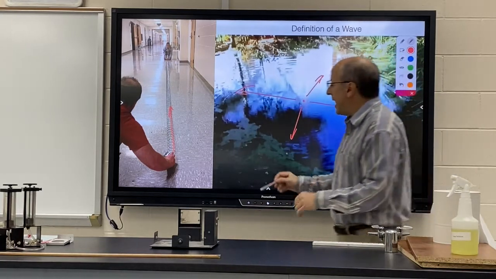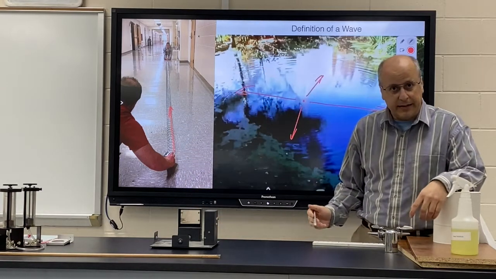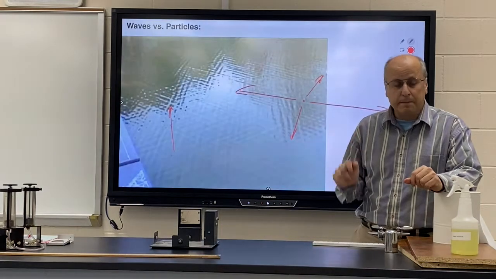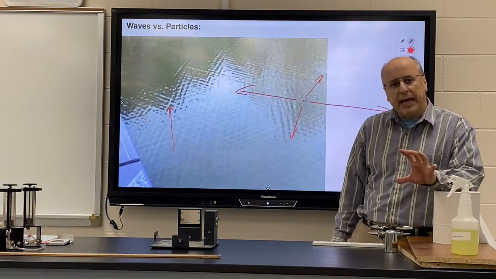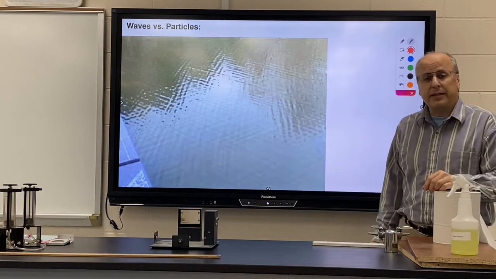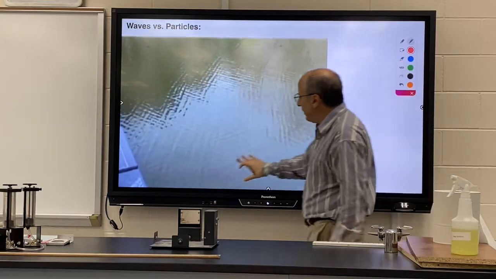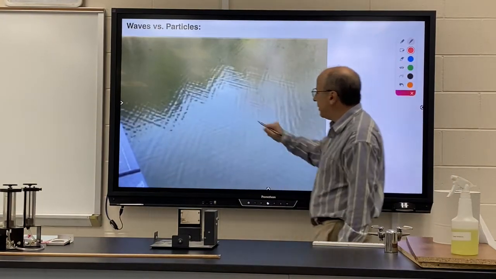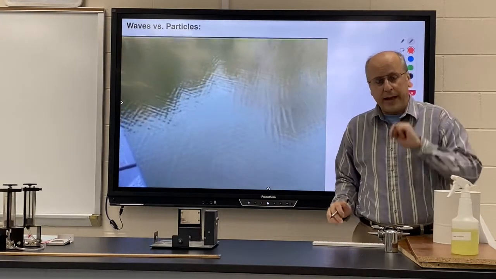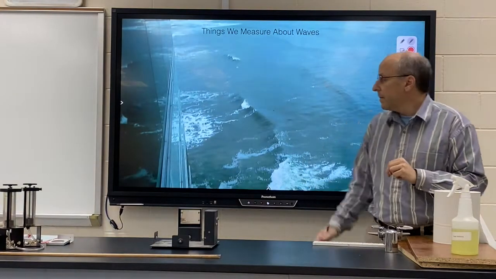No matter actually traveled from Mr. Manton's hand to the other end of the slinky. It was only energy that traveled from place to place. Because it is only energy, waves have the unique ability to occupy the same place at the same time. As we watch these waves come in and bounce off of the barrier, you can see that they go right through each other. Two waves can occupy the same place at the same time.